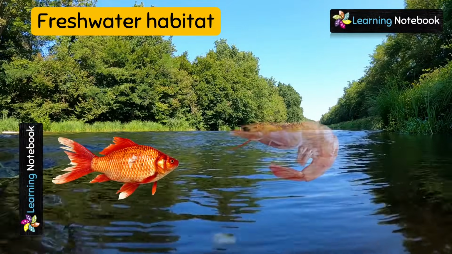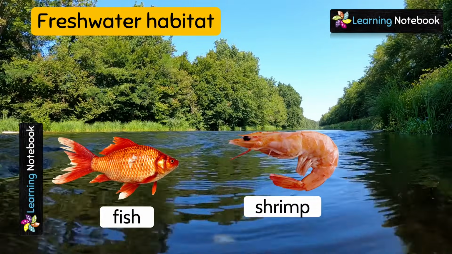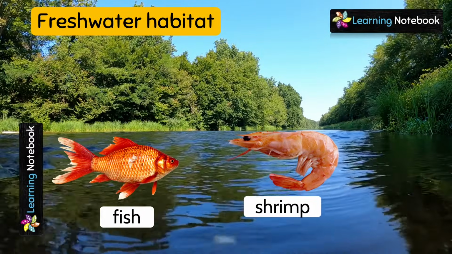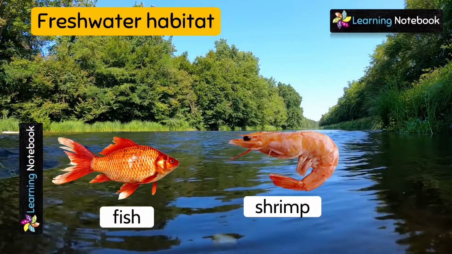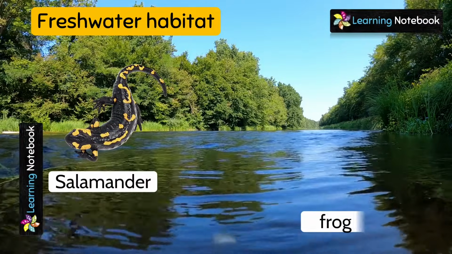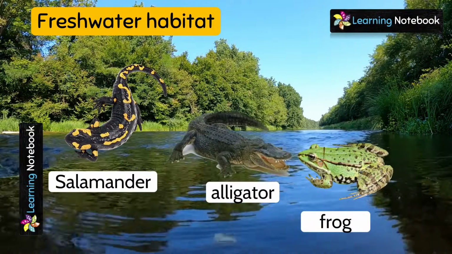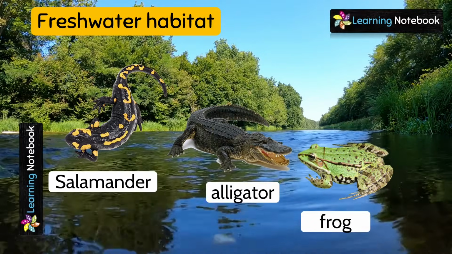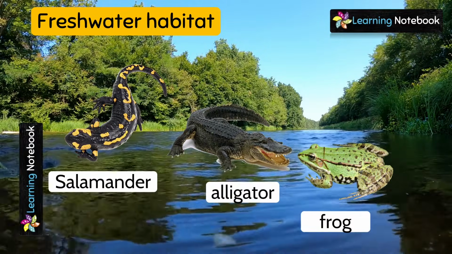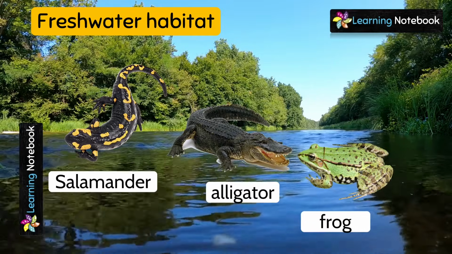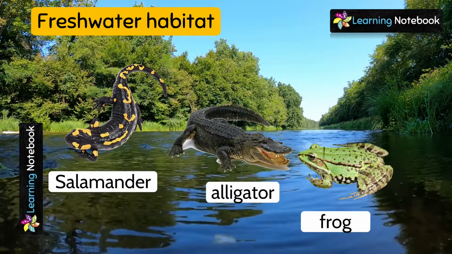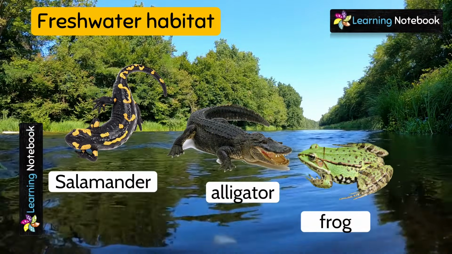Fresh water is a habitat to many animals like fish and shrimp. But these animals can live in water only. There are other animals like salamander, alligator, frog, crocodile, which also live in fresh water, but they can live in water as well as on land. Students, do you know what such animals are called as? Do tell me in the comments box.